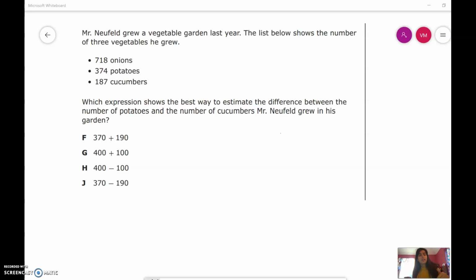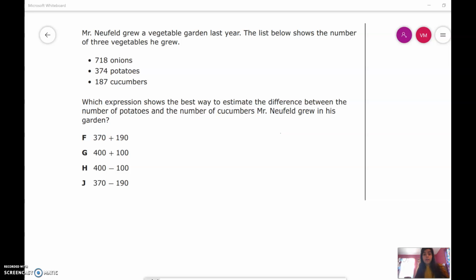So I'm looking at the equations and it looked like they did something already. Or not the equation, expression, because it doesn't have the equal sign. Expression just expresses the idea. So I'm gonna go over again. Let me see what they're asking for. So Mr. N grew a vegetable garden last year, so he's making a big garden. The list below shows the number of 3 vegetables. So he has 3 vegetables. The onions, 718, the potatoes, 374, the cucumbers, 187.